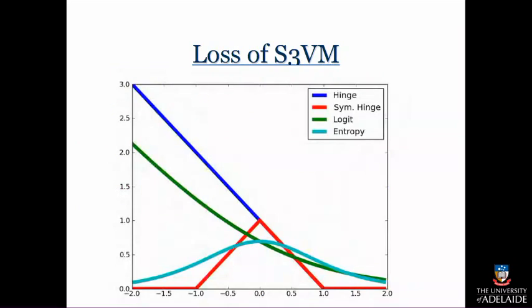All right, so let's check the loss function of this semi-supervised support vector machine. This one is the hinge loss, right? This is the loss function of the standard support vector machine. And as you can see, it's convex, okay? So it's an upper bound of the non-convex 0-1 loss. So this is the support vector machine's loss function.